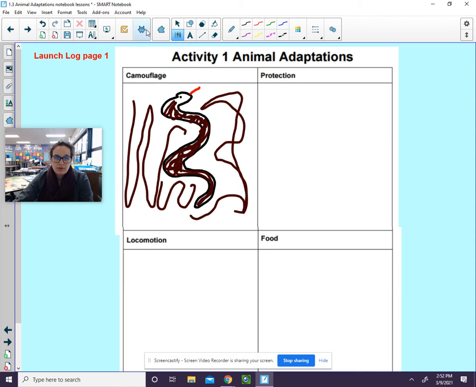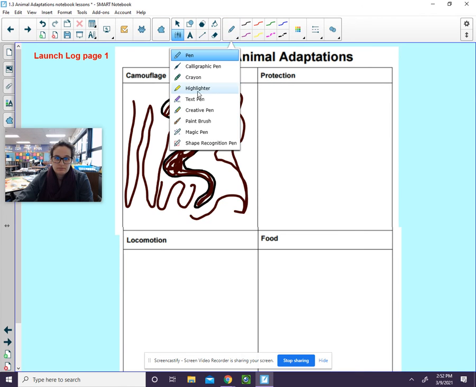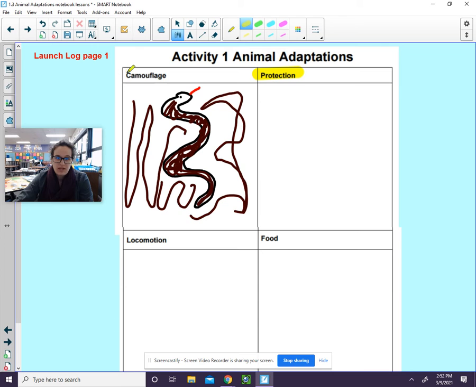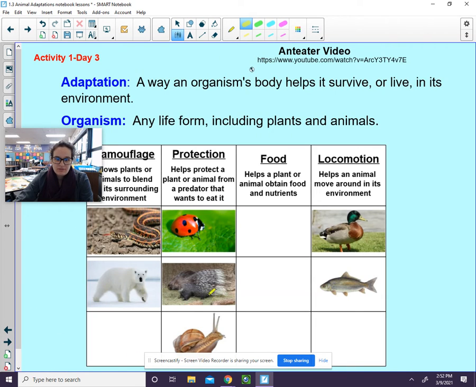Now let's think of protection. So we've done camouflage, and now we're talking about the protection adaptation. Look at these different animals that use protection. We had the ladybug, who used the red coloring to say, "Stop, don't eat me, I'm dangerous, I'm poisonous." We have the porcupine, who has the quills that protect him. And we have the snail with the shell that protects his body.